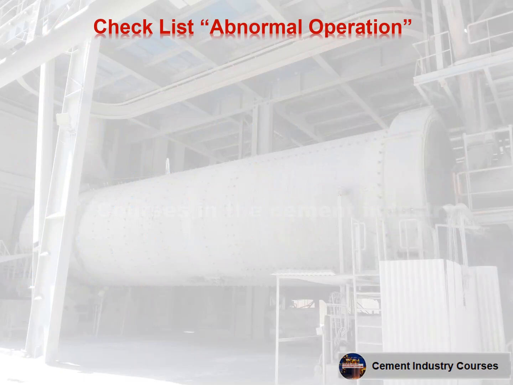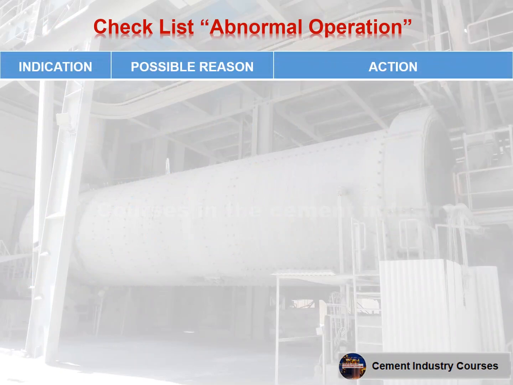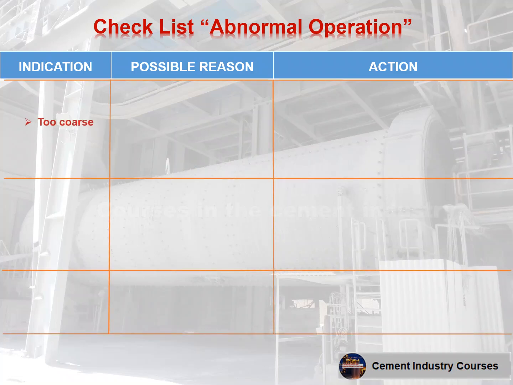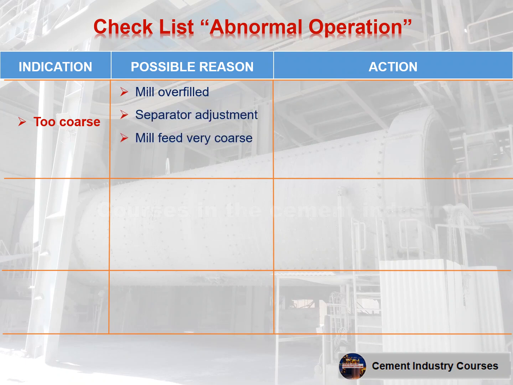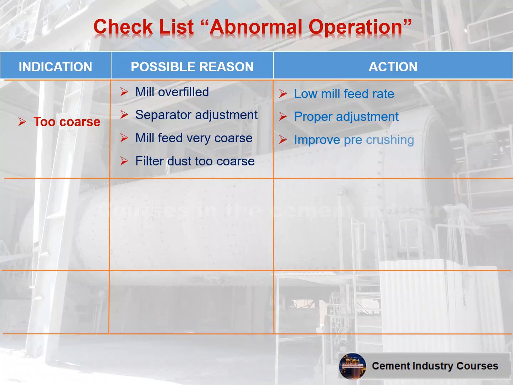Checklist, abnormal operation, for tube mills. Indication: if the cement is too coarse. Possible reasons: mill overfilled, separator adjustment, mill feed very coarse, filter dust too coarse. Action: lower mill feed rate. Proper adjustment. Improve pre-crushing. Adjust static separator, or venting rate.